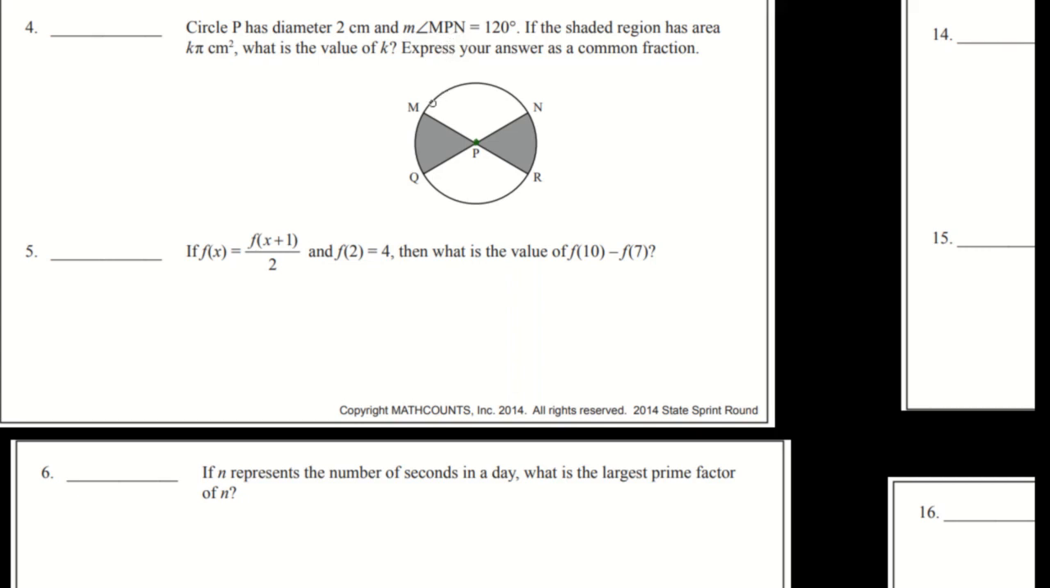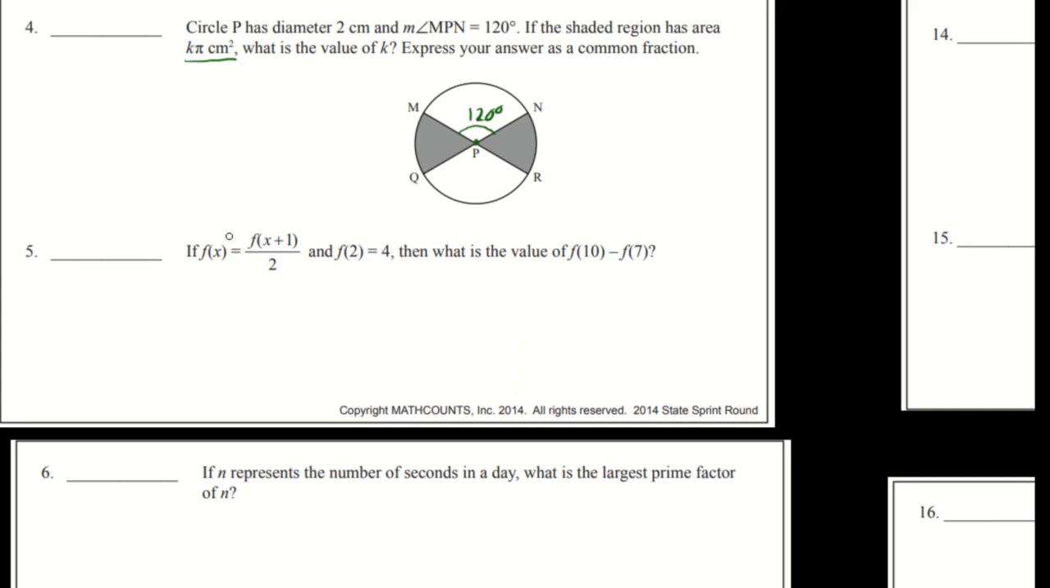Where is the angle MPN? If you look at M, and then you go down to P, and then you go up to N. Oh, okay, so it's like here then, is that right? Yeah. So they're saying that's 120 degrees. If the shaded region has an area k pi centimeters squared, what is the value of k? You got any idea how to do this one? Not really.